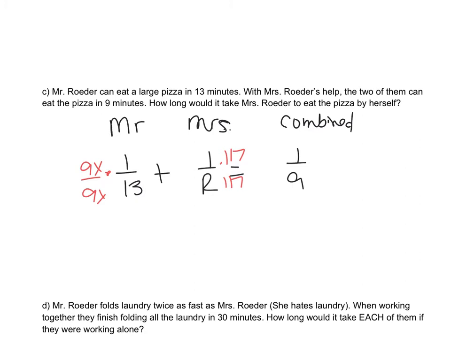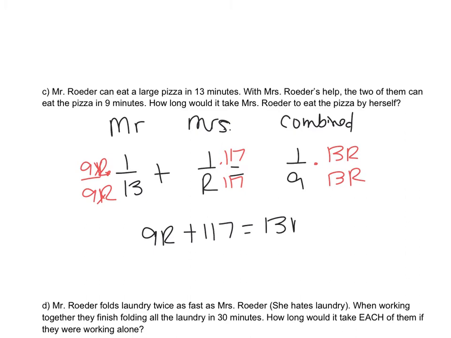Oh, I'm throwing x's in there. Let's make that an R. Sorry, I forgot I'm doing R. Okay, and then on this one, I would have to multiply it by 13r. So I get 9r, drop in the denominators, plus 117 equals 13r. All right, go ahead and subtract that. So that would give you 4r equals 117. So r equals 117 over 4, which is the same thing as 29 1/4 minutes.